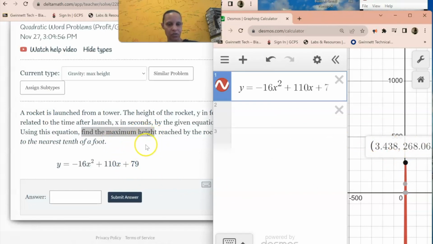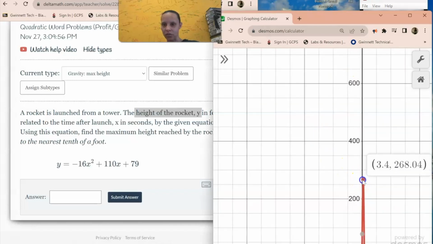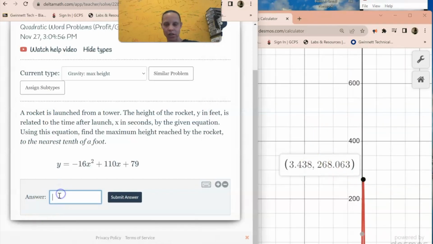What is height? So let's go find it. Height of the rocket is Y. So I'm looking for the Y value right here. All right, so the Y value is this. So I'm going to write it down just like I see it. 268.063. Okay, and this is to the nearest 10th. 10. So the number 10 has 1 0. So that means I don't need anything past one number after the decimal. So this needs to go away. Before I take it away, let's look at the 6. It's going to change this 0. So 5 and above, add one more. So because this is a 6, it is 5 and above. So I add one more.